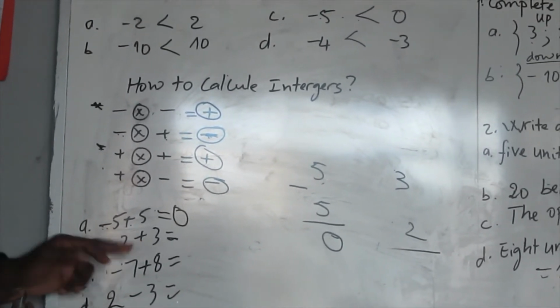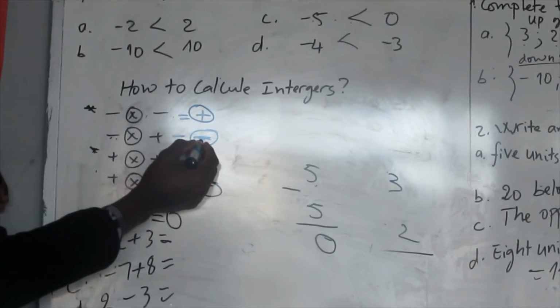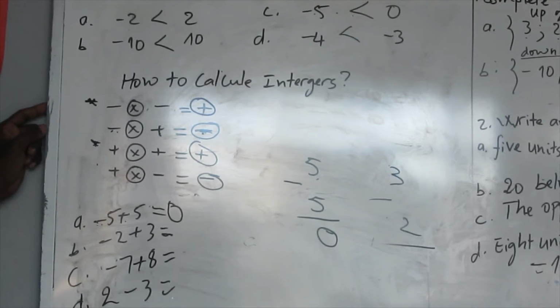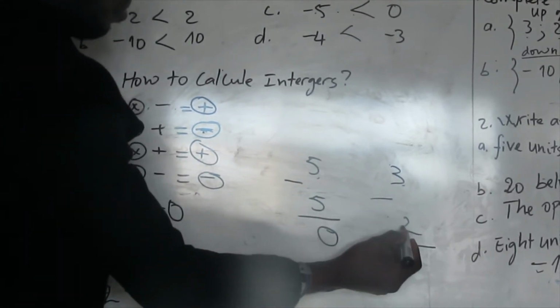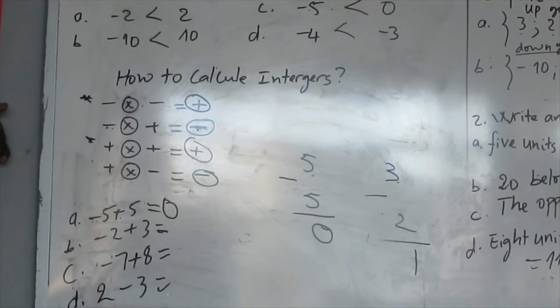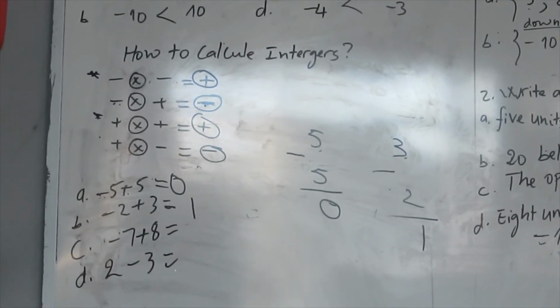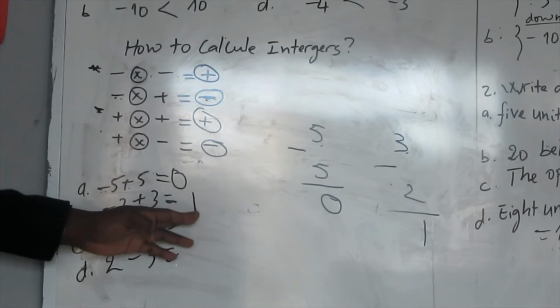So negative times positive. Negative times positive equals negative. So the calculation that we will do here is negative. And then we do 3 minus 2, which equals 1. Then we put the answer 1. But we must put the sign as well. We must put the sign, which sign this number will take.